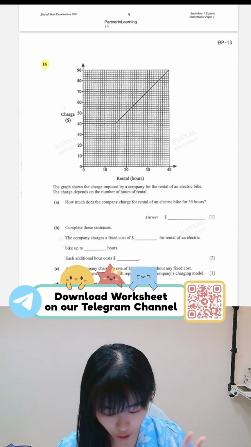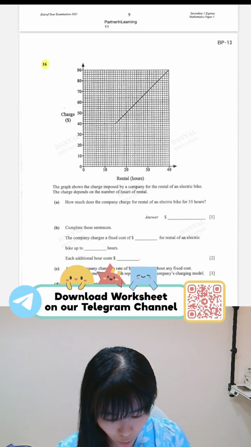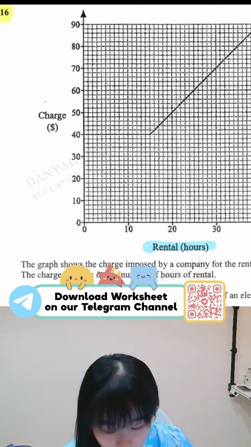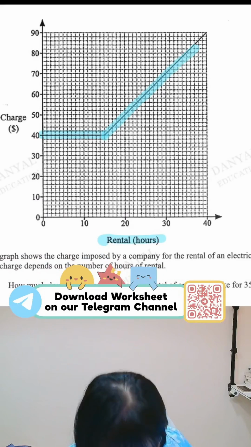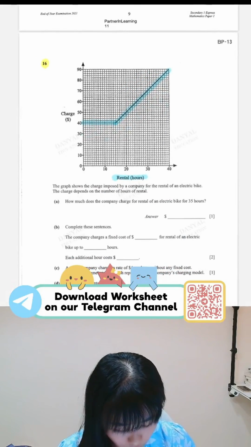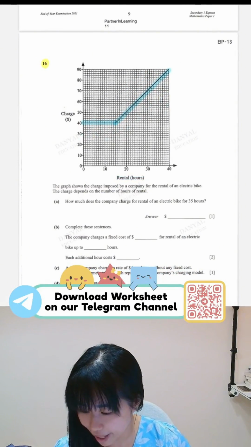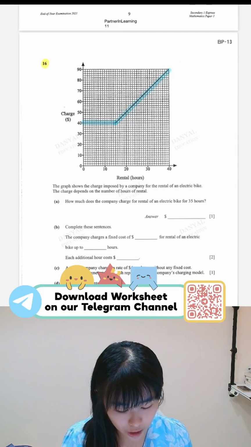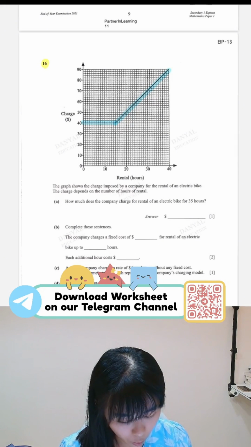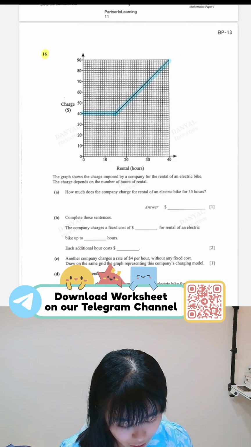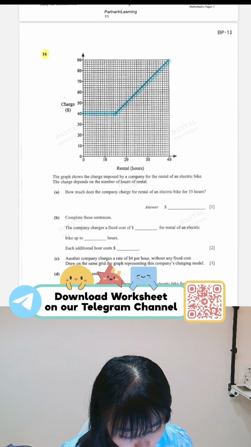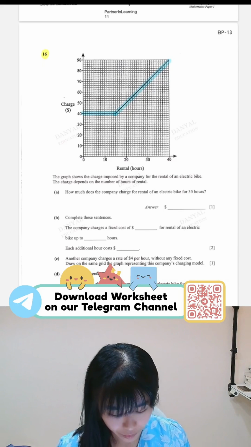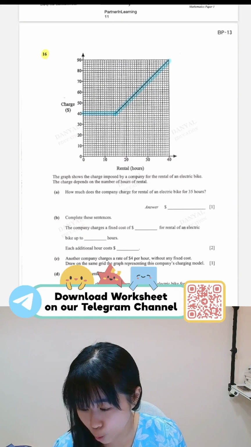Here, we have a graph, and we have the charge and the rental. If you cannot see the line because it's not so obvious, basically the line is like this, then suddenly goes up. I highlight for you. So the graph shows the charge imposed by a company for the rental of an electric bike. The charge depends on the number of hours of rental. How much does the company charge for rental for an electric bike for 35 hours? So I think part A is quite doable.